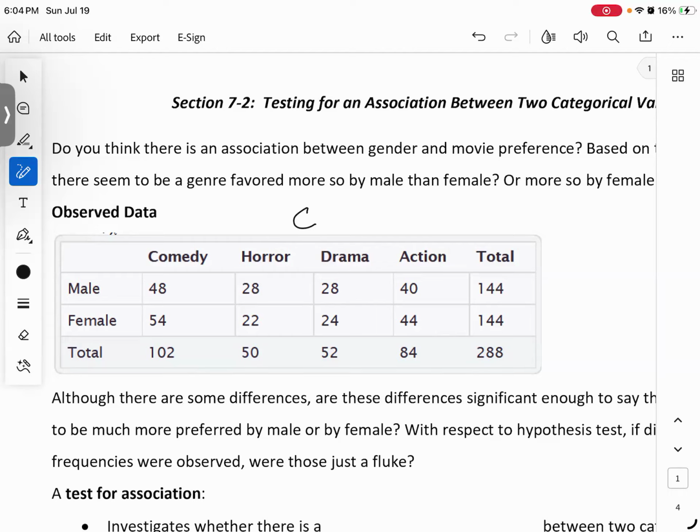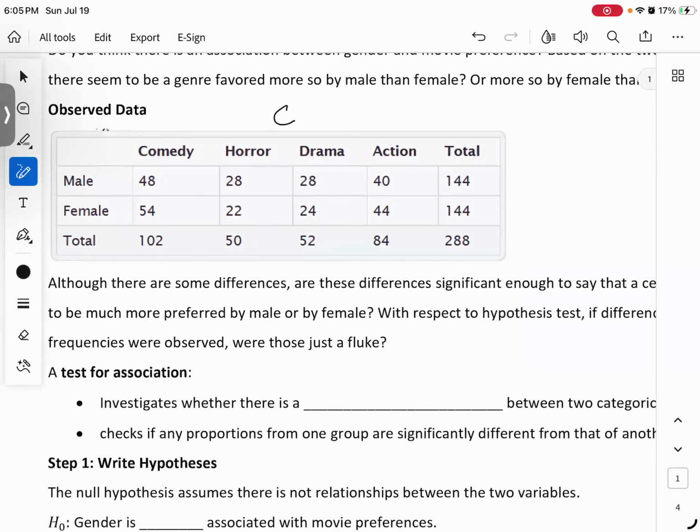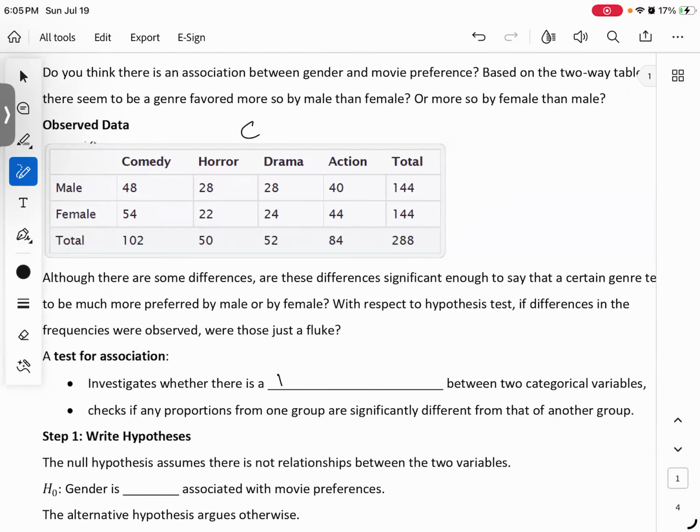Now, if there is an association, that's going to mean that there's a proportion of males who like, let's just say, horror more so than females. Or for females, there might be a proportion of one of the types of movies that is a lot higher than that of males. When we do this test for association, or they might say that we're looking for a relationship, for one of the groups, they have a higher proportion in one of the categories for the other variable.